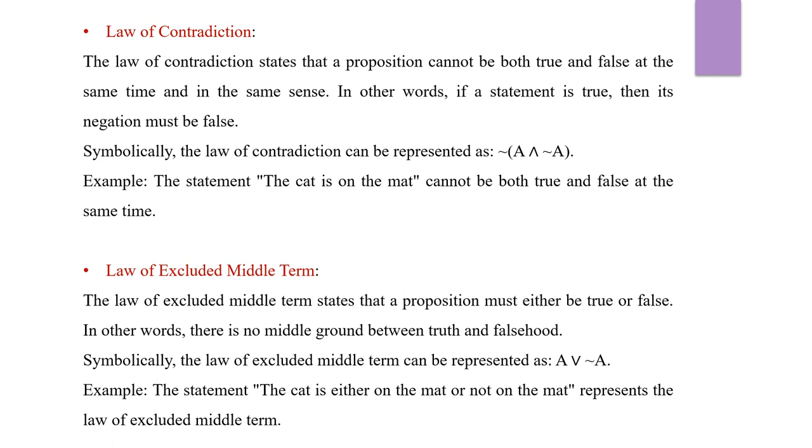Law of excluded middle term. The law of excluded middle term states that a proposition must either be true or false. In other words, there is no middle ground between truth and falsehood. Symbolically, the law of excluded middle term can be represented as A or not A. Example: the statement "the cat is either on the mat or not on the mat" represents the law of excluded middle term.